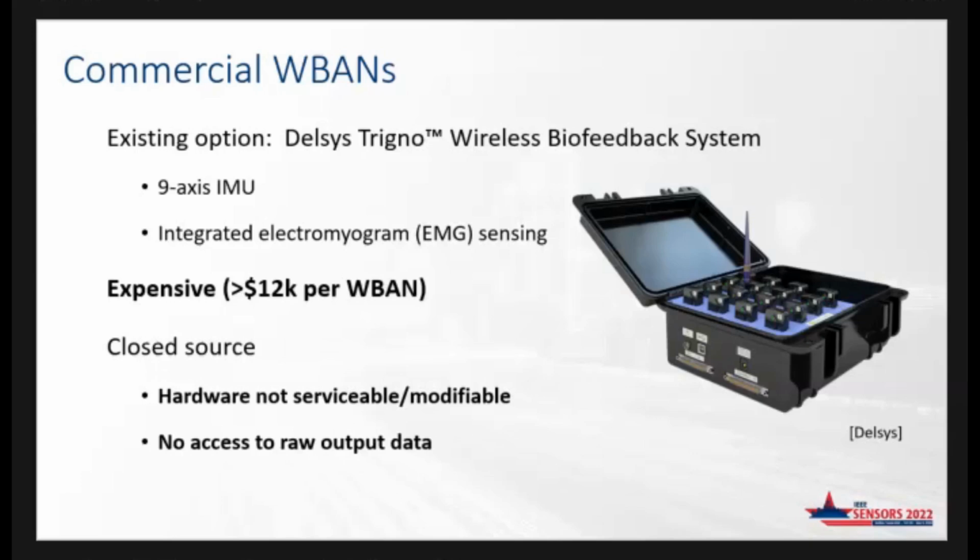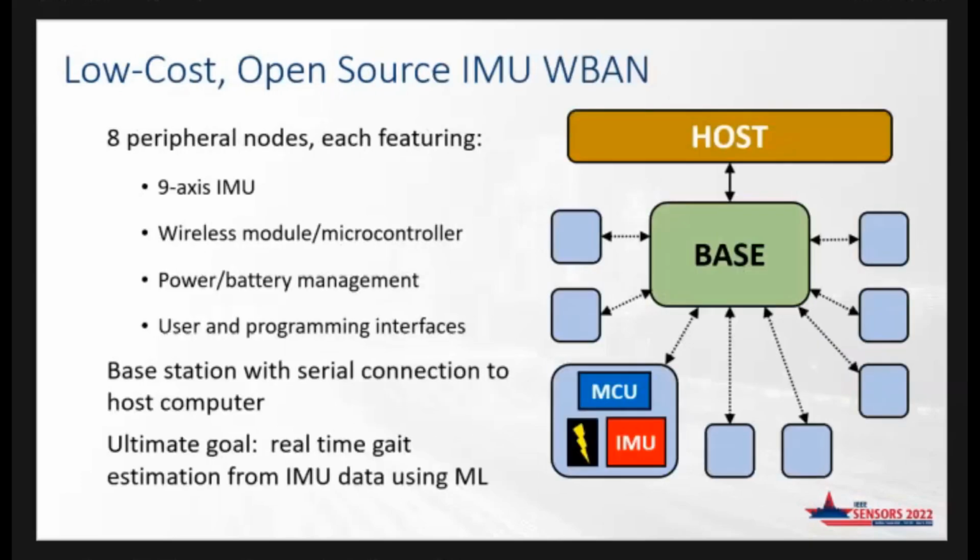So to get around this obstacle, we attempted to develop a novel open source alternative for inertial movement sensing. To collect this data from multiple locations on the body, we designed a mesh network with 1 base station and up to 8 peripherals, which all stream data in response to requests from the central device.